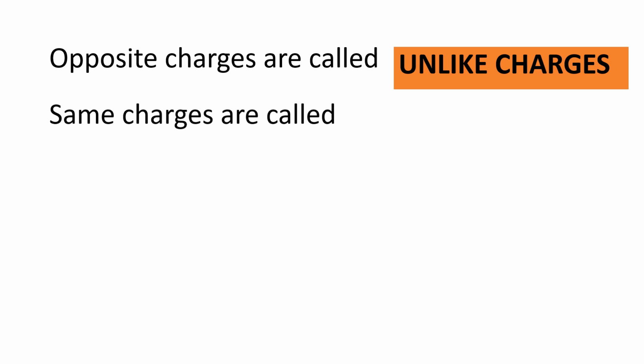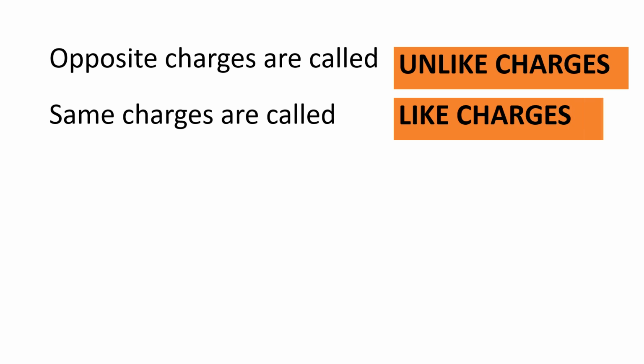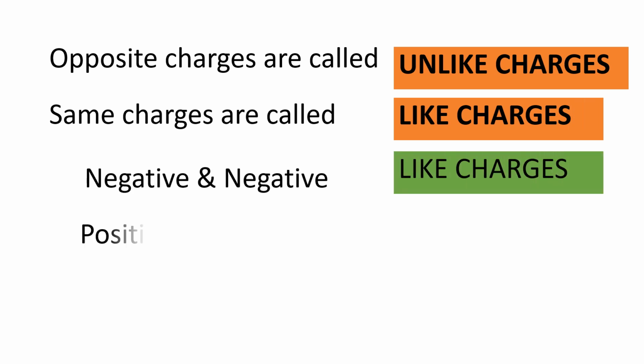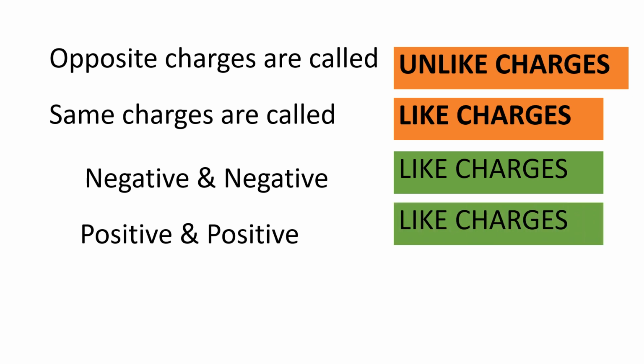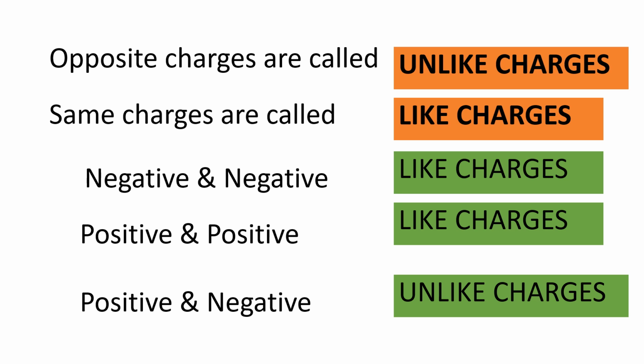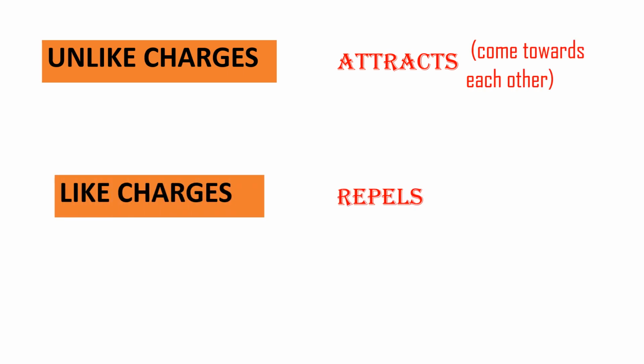Well, from where we can conclude, opposite charges are called unlike charges. Same charges, or similar charges, can be called like charges. Negative and negative are like charges. Positive and positive are like charges. Positive and negative as well as negative and positive are unlike charges. Unlike charges attract, means come towards each other. Like charges repel, means run away from each other.